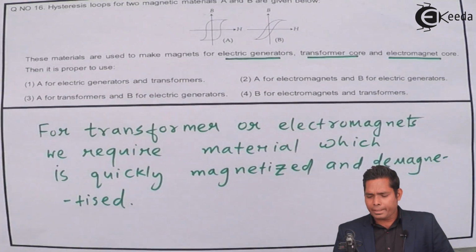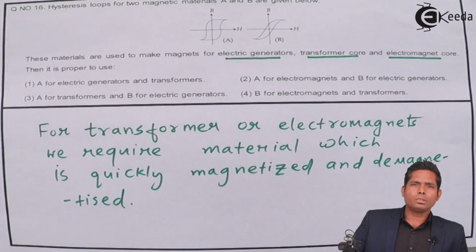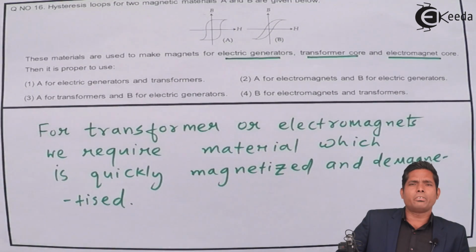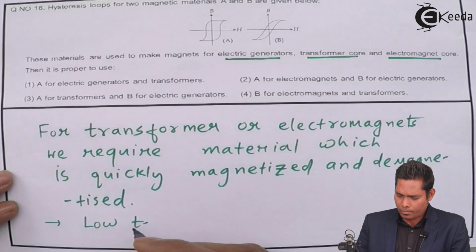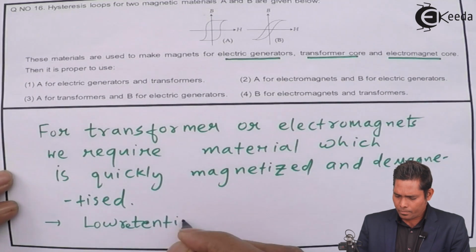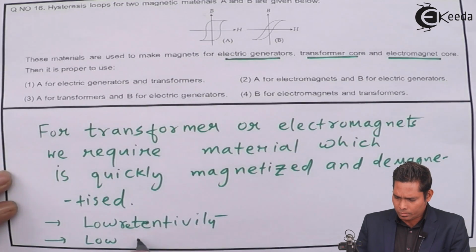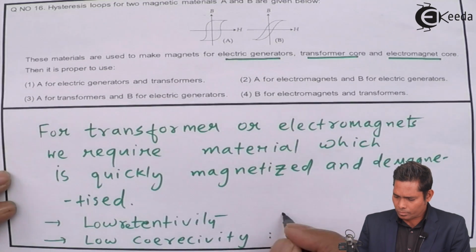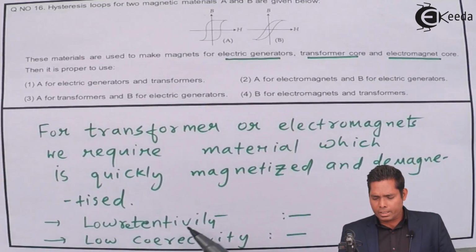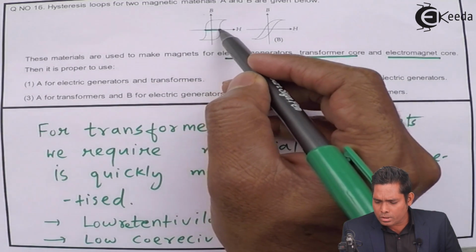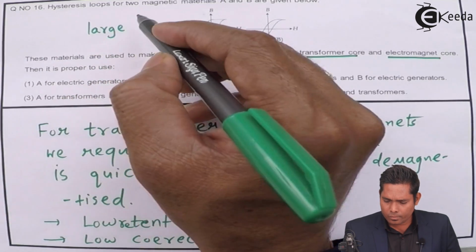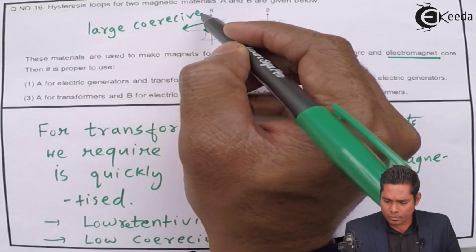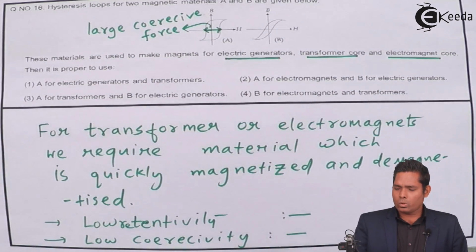Which can be easily magnetized and demagnetized very quickly without losing time. That means its retentivity and coercivity should be low. So we require low retentivity and low coercivity. These two factors are required. Retain low values of retentivity and low coercivity. Here you can see that this coercive force is large here. This is very large. We want low, so this is the correct answer.